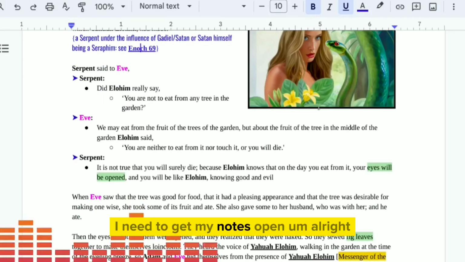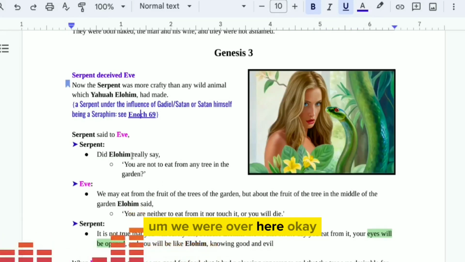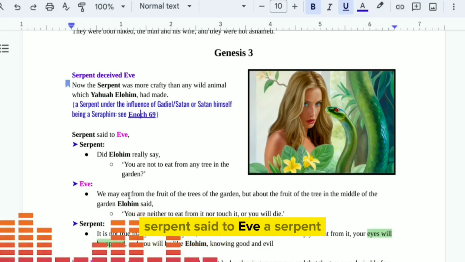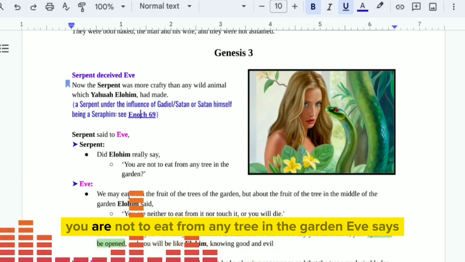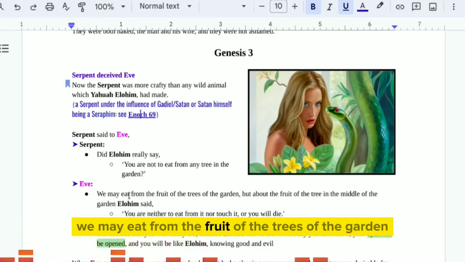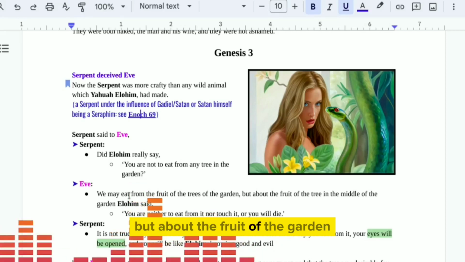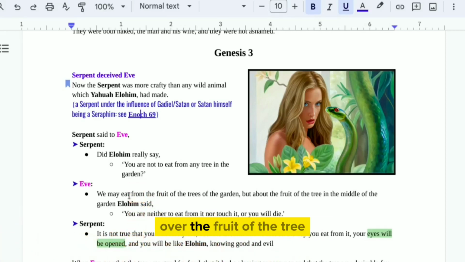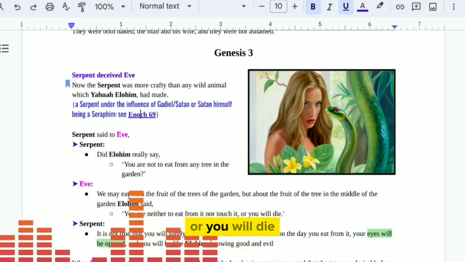I need to get my notes open. Alright, so where were we? We were over here. Okay. Serpent said to Eve, did Elohim really say you are not to eat from any tree in the garden? Eve says, we may eat from the fruit of the trees of the garden, but about the fruit of the tree in the middle of the garden, Elohim said, you are neither to eat from it nor touch it, or you will die.